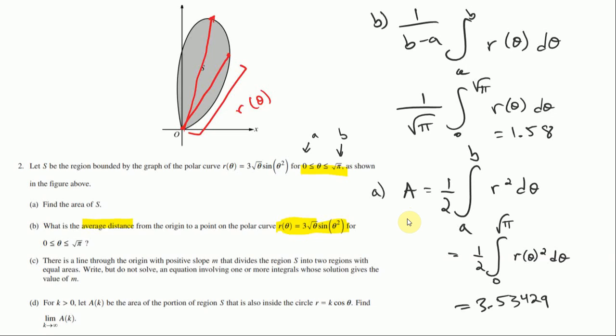1.58. All right, next. There is a line through the origin with positive slope m that divides the region S into two regions with equal areas. So it's going through here, it's going to divide it in half. Write but do not solve an equation involving one or more integrals whose solution gives the value of m.